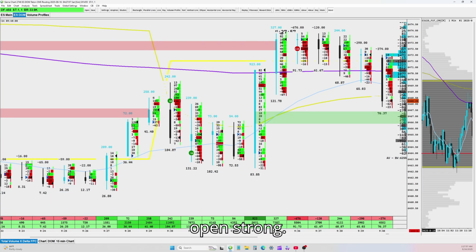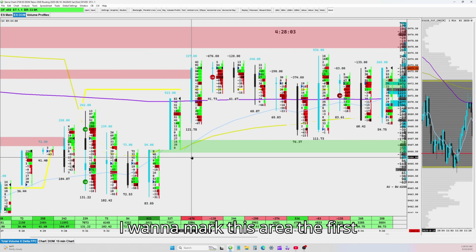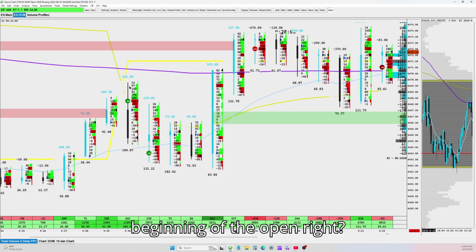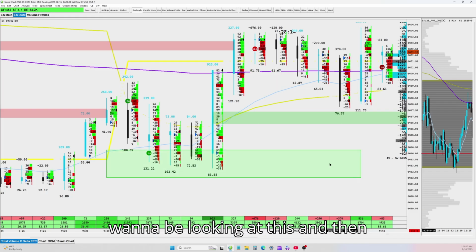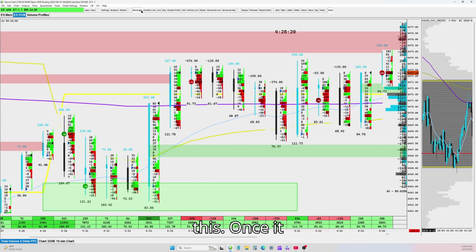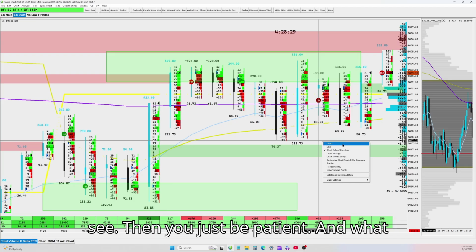Boom. Open. Strong. I want to mark this area, the first beginning of the open, right? Because that's what it's doing. So this is what you want to be looking at. This, and then this. Once it gives you a low and a high, then you can see. Then you just be patient.